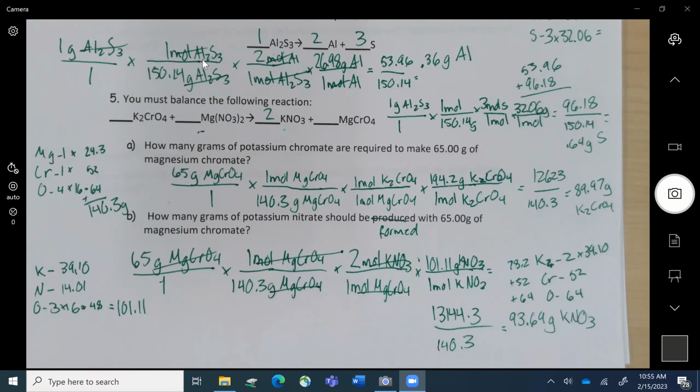Okay, what did I do wrong? Why didn't that 2 change in the NO3 to NO6? Oh, because it remained as a polyatomic ion.